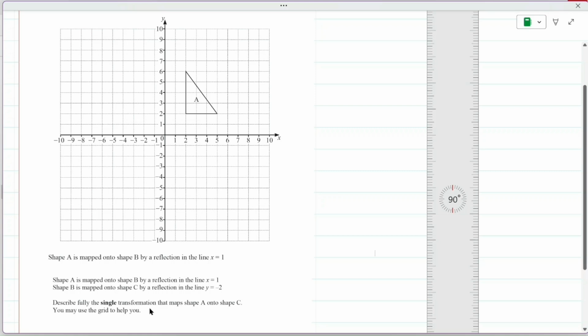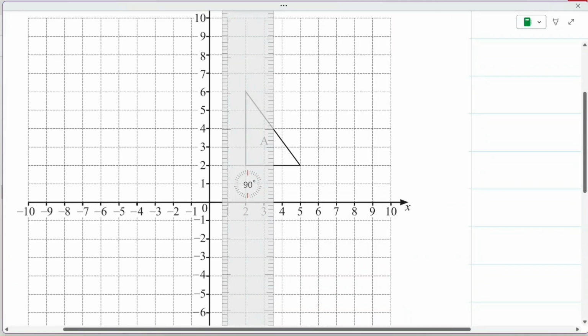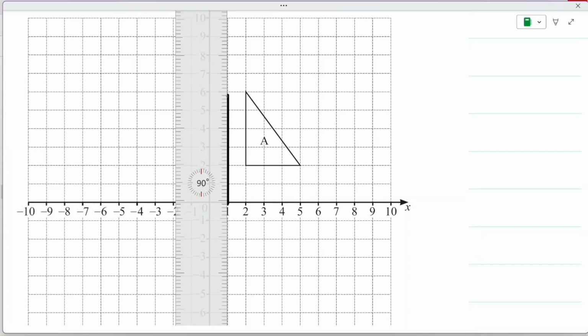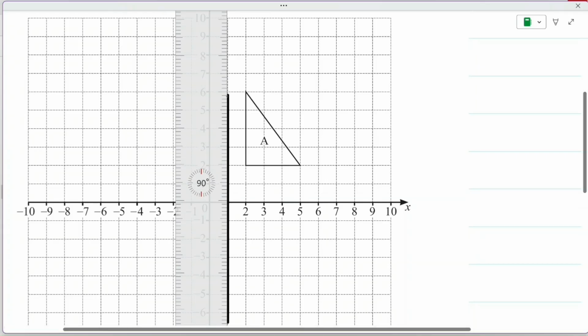Let's start with the first reflection. Shape A is mapped onto shape B by a reflection in the line x equals 1. So we have to do a reflection of A to B at x equals 1. Let's zoom in. This is our ruler, we'll bring it in. We go to x equals 1. You draw a straight line. It could be dotted if you like. It's best dotted. That's the line of reflection.